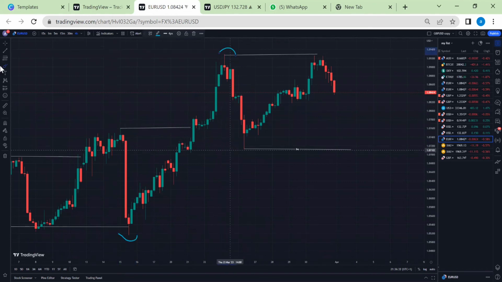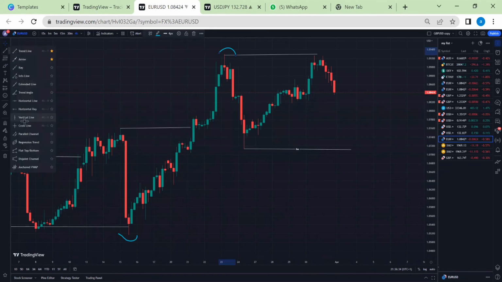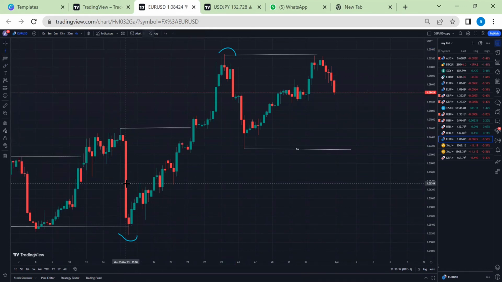All right, now let's put a line to demarcate it. Let's put a horizontal line. This low started from here, right? Started from that point, and it ended here. So we want to see what happened here on a lower time frame from this leg to this leg. Okay, from this leg to this leg, we want to see what happened.